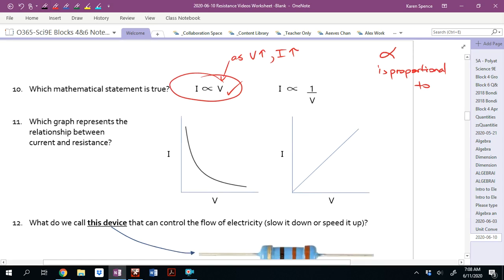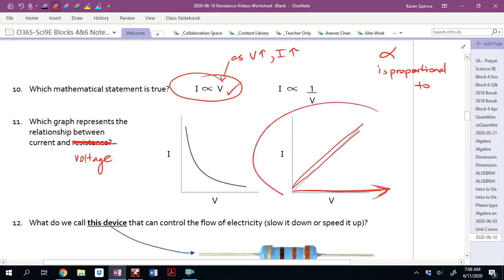Which of these represents the relationship between current and, ooh, that should say voltage, not resistance. Voltage. I gotta go fix that in the document. Okay. So as voltage gets bigger, the current also gets bigger. The current is going up as the voltage is increasing, and so it's going to be this one right here. That is the graph of a direct relationship.